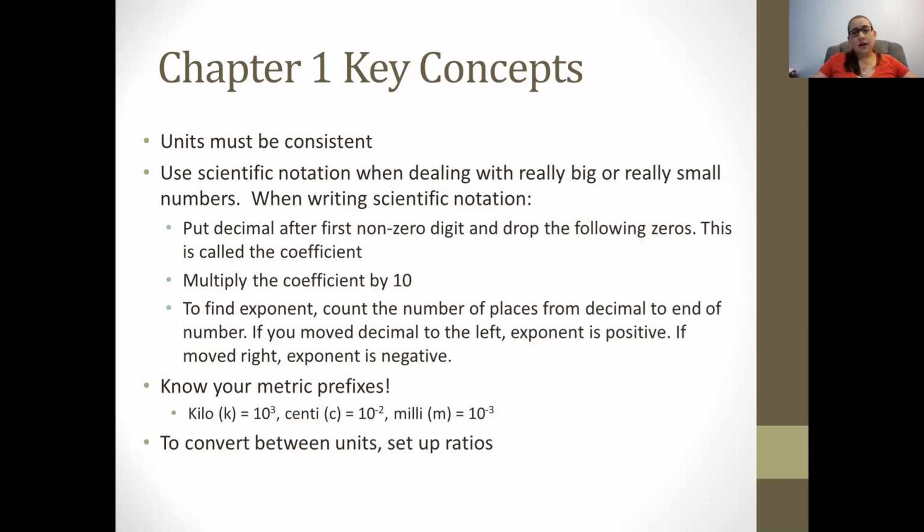Micro is another one that's commonly used. That's times 10 to the negative 6, and that has the prefix mu, that Greek letter mu. Nano can also be somewhat commonly used, more so in physics 2, when you're dealing with really small electrical charges. But nano would be times 10 to the negative 9, and it's a lowercase n.